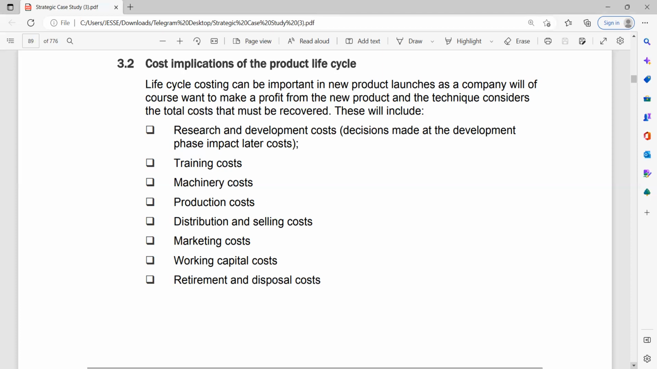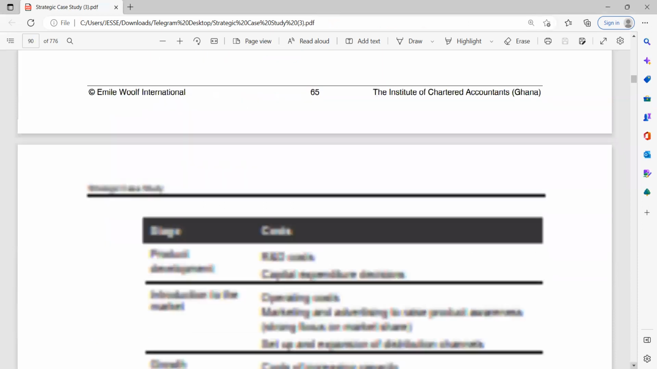When you think of a product, what are some of the associated costs? You need to market a product. You need to train people, who would probably sell the product. You need to produce the product, so it also comes with some production costs. Before even creating the product, you need to do some research and development that also come with costs. So these are the cost implications of the product life cycle.